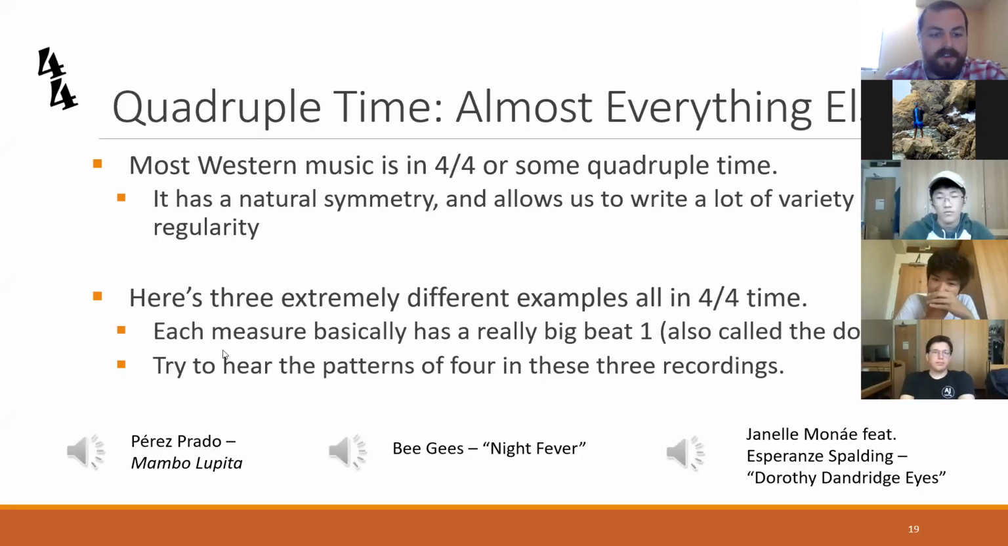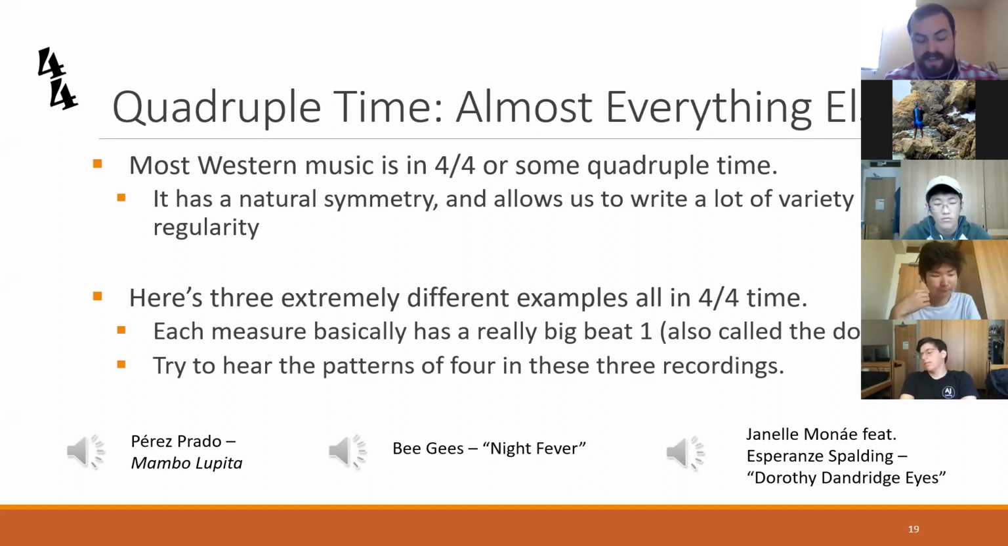Sorry about that. I accidentally started early. That got really wacky there for a second. Okay, here we go. So try to hear, each measure basically has a really big beat 1. It's called the downbeat. So 1, 2, 3, 4, 1, 2, 3, 4. So try to hear the patterns of 4 in each of these 3 recordings.